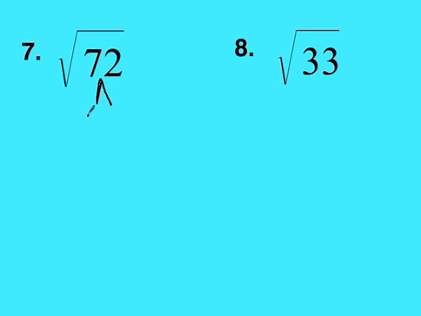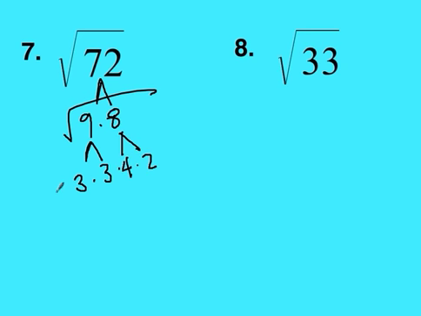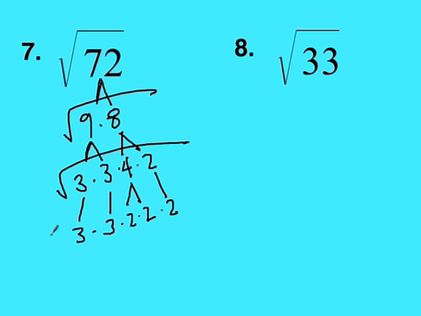72 would break down to 9 times 8. I can break down 9 to 3 times 3 and 8 to 4 times 2. Can't break down the 3, so I'm going to bring those down. But the 4 I can break down to 2 times 2 and bring down that 2.